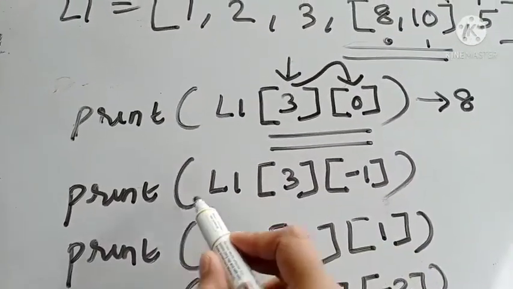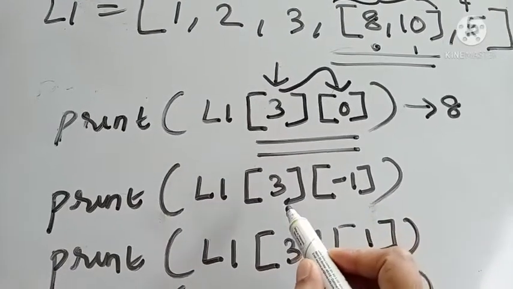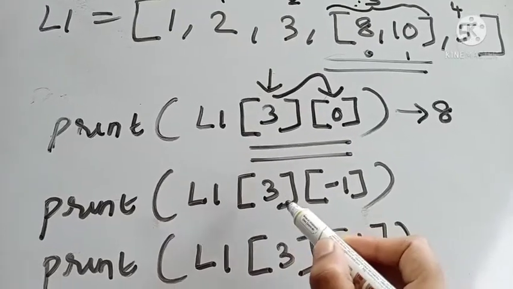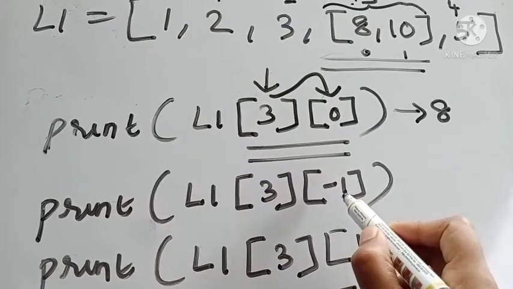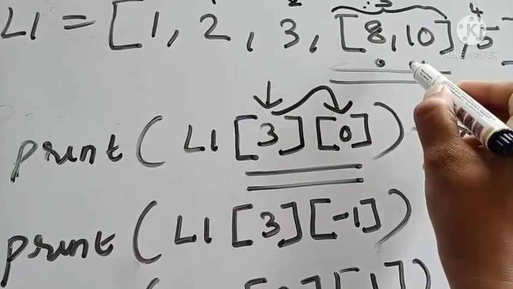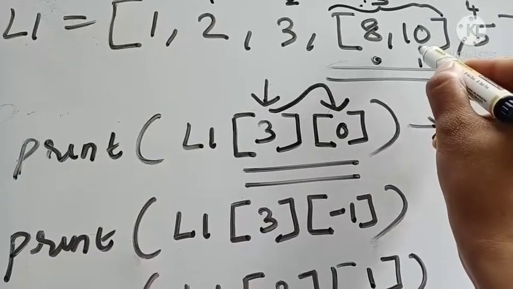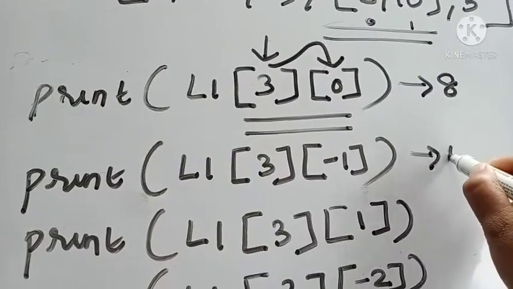So next, print of L1 of 3 -1. What is the meaning of this one? In position 3, sometimes you may have any number of items. In that you have to take the -1th position value. So you can have forward indexing as well as backward indexing. In this case, what is the -1 value? That is nothing but 10. So here the answer is 10.